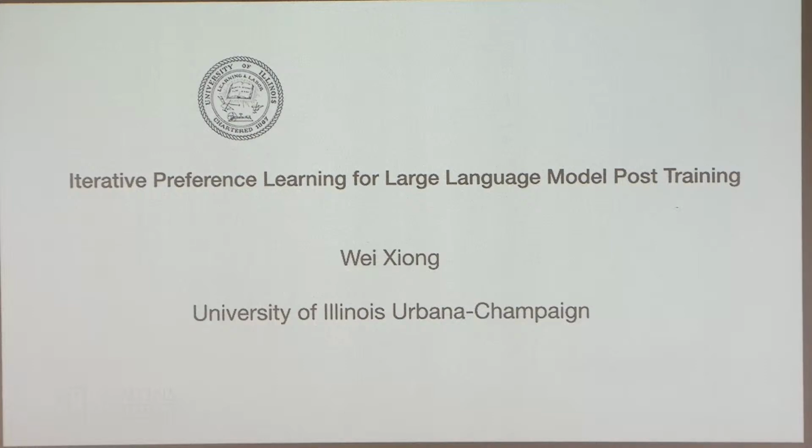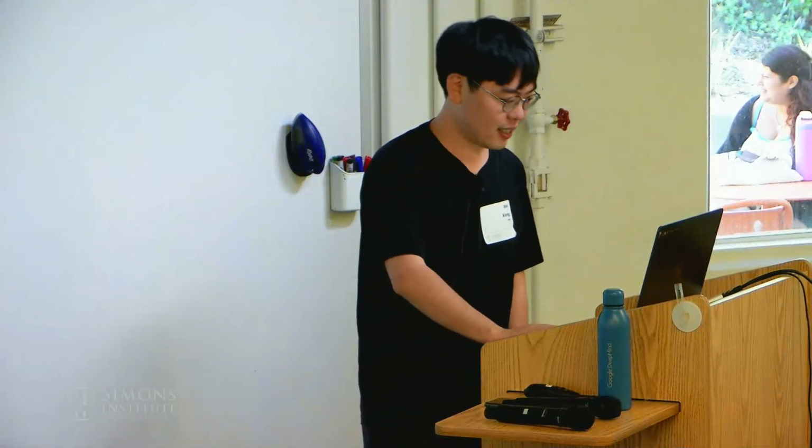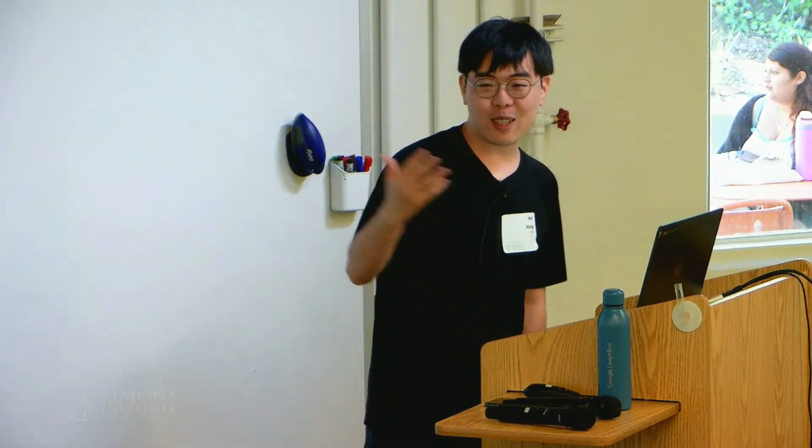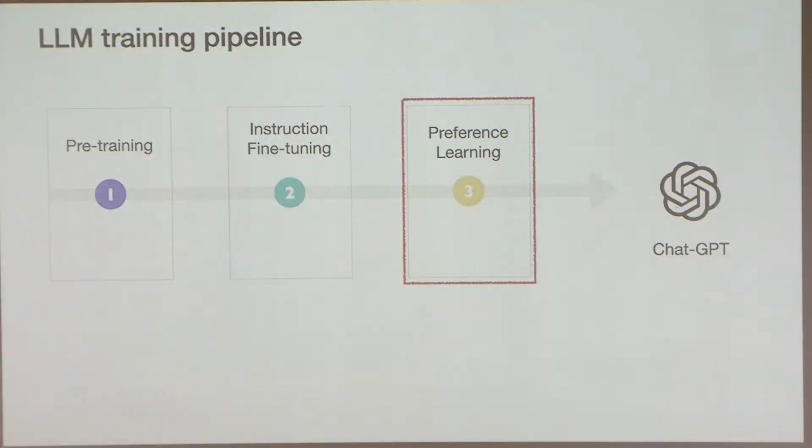Okay. Is my voice clear? Okay, great. So thanks for the introduction. The title of this talk is Iterative Preference Learning for Large Language Model Post-Training. We'll focus on post-training, especially the preference learning stage, the very last stage of the large model training pipeline to make a ChatGPT. You may also know this stage as RLHF or alignment.